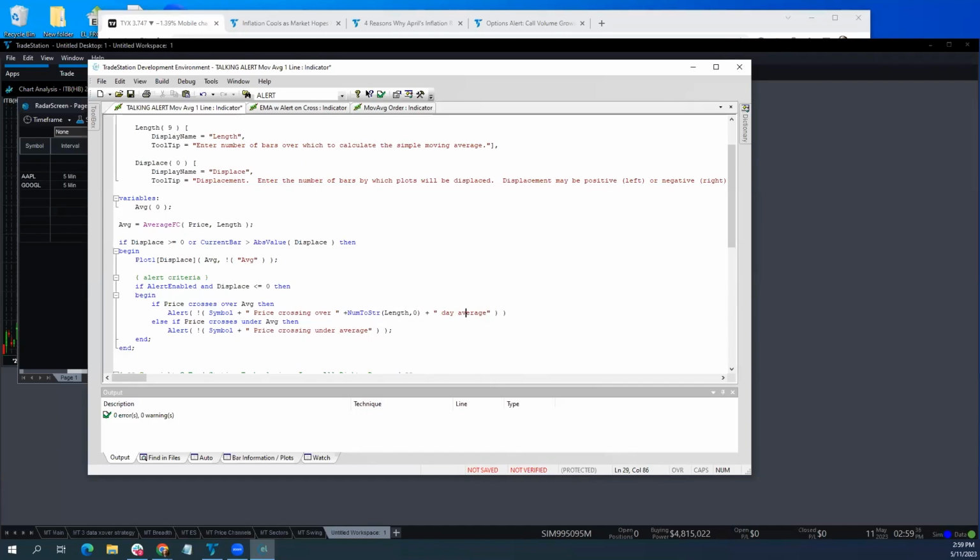Now, the reason you want to do that is, say you have a radar screen with 10 stocks on it or 100 or whatever, and one of them has the alert happen and you want it to talk to you. If you don't do it the way I just showed you, it'll just say price crossing over, or it'll say alert or something like that. It won't say the ticker. It will appear on your screen with a ticker, but it won't talk to you with the ticker. So you want to actually change it when you use that functionality. So I want to share that with everyone.